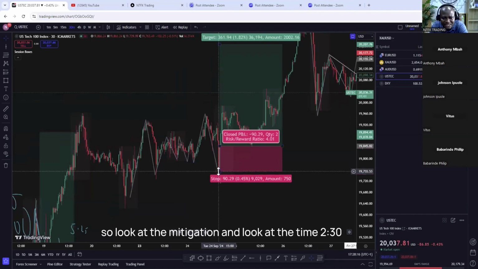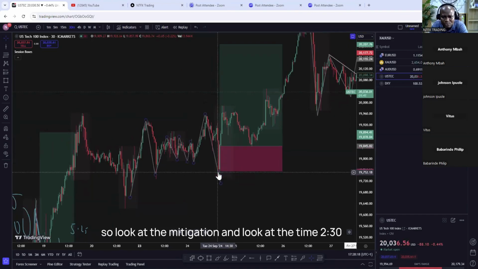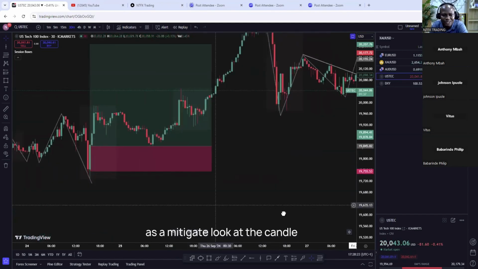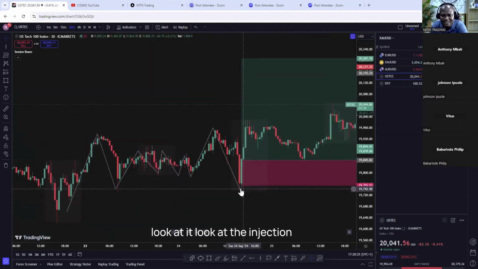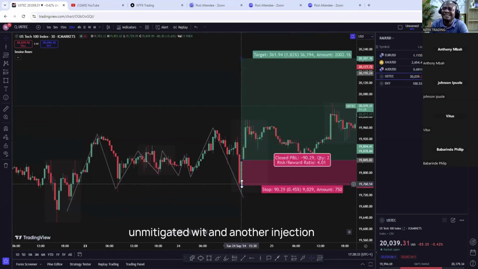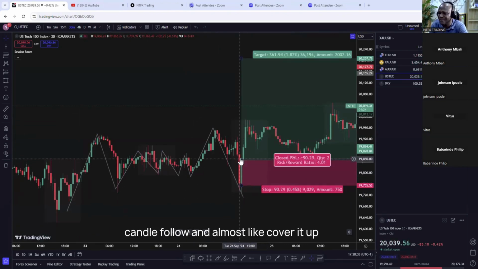Correct. So look at the mitigation and look at the time, 2:30. Correct mitigation. Boom. As it mitigated, look at the candle. Look at it. Look at the injection. Can you see where the injection came? It mitigated fully without leaving behind unmitigated weak, and another injection candle followed and almost covered it up.